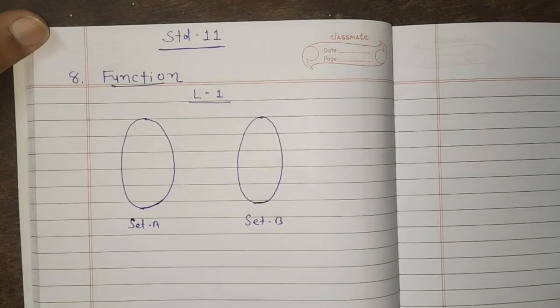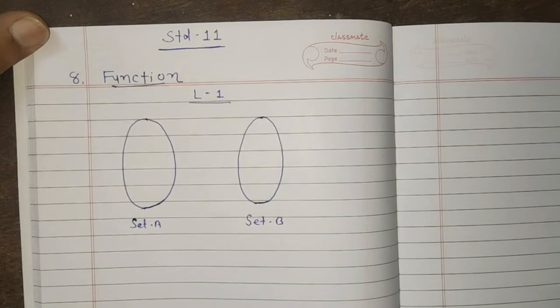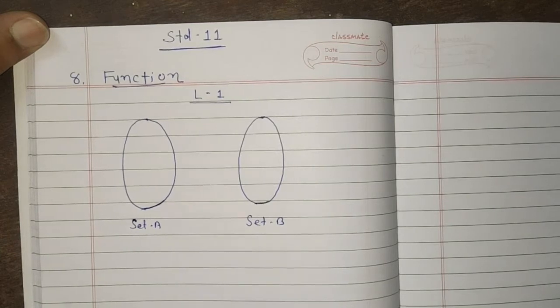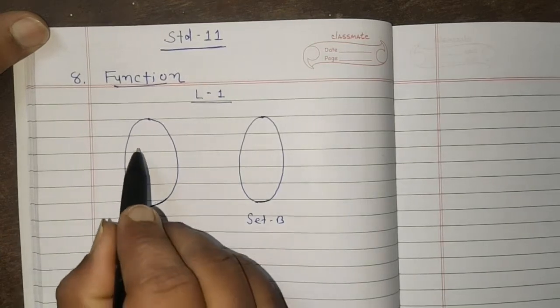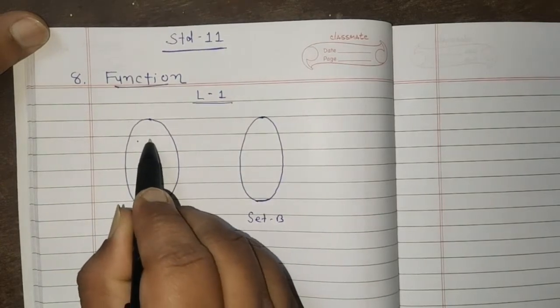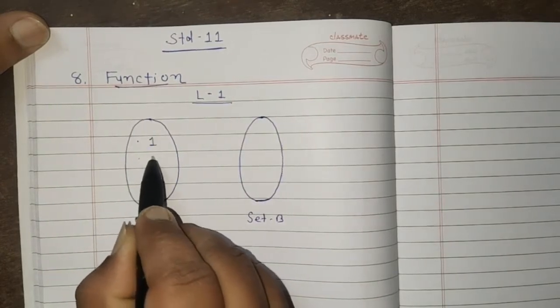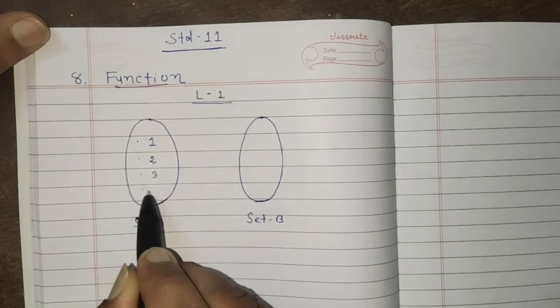For the elements of two different sets, some such relations are known as functions. To understand this clearly, here we make some different sets. For example, the elements in set A are 1, 2, 3 and 4.